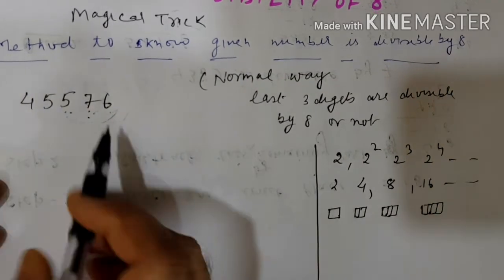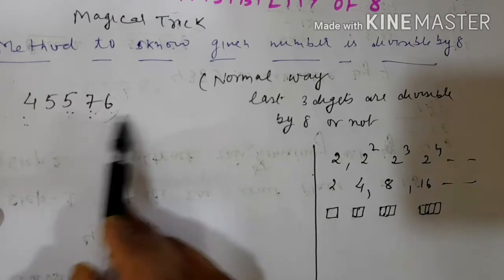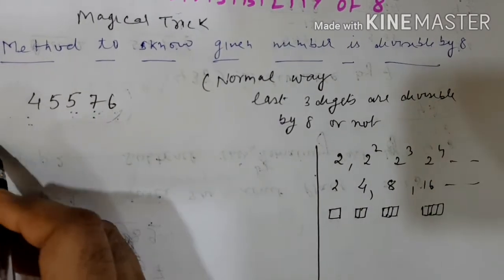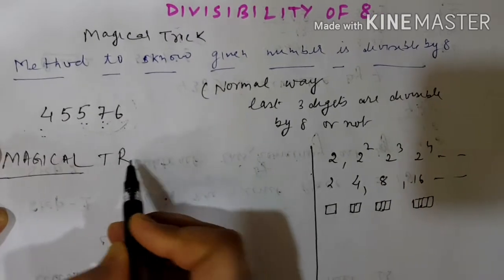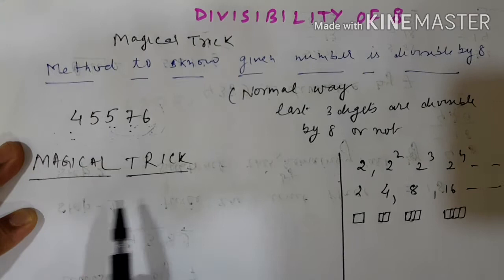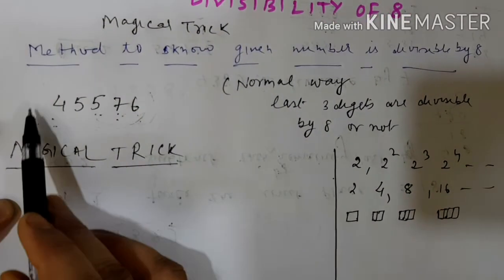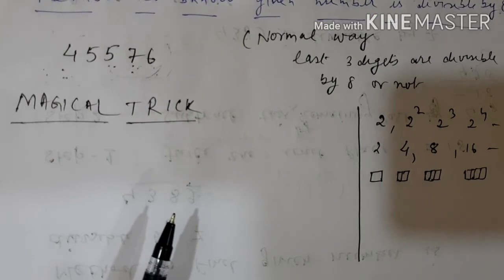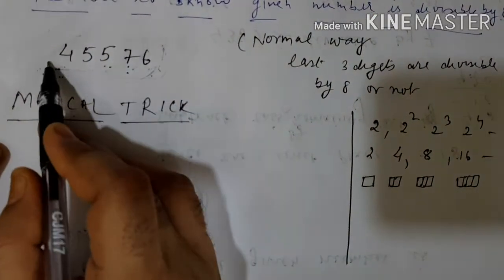Now today I am going to tell you a much easier way. We have to find a magical trick, right? This is the magical way. A magical trick means one which takes less time. You do not have to do so much division or multiplication. We have to check whether this number is divisible by 8 or not.